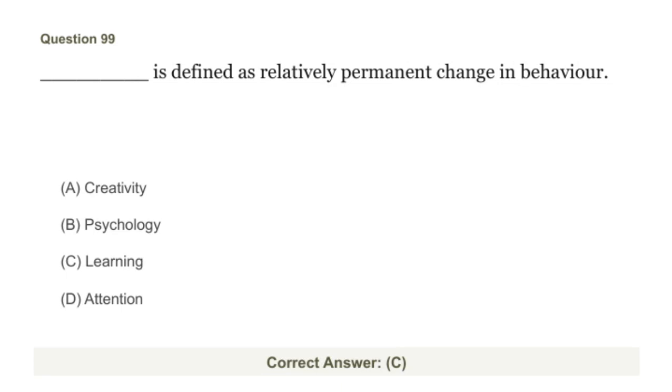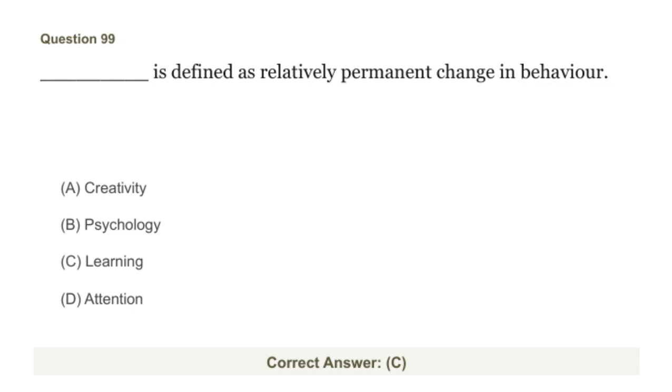The correct answer here is C, learning. Now, let's delve into what learning actually is. Learning is defined as a relatively permanent change in behavior. This means that when we learn something, it's not just a temporary shift or a fleeting idea. Instead, it's a lasting change that influences how we act or think over time. This idea of permanence is key because it distinguishes learning from mere temporary changes, like a sudden mood or a passing thought.